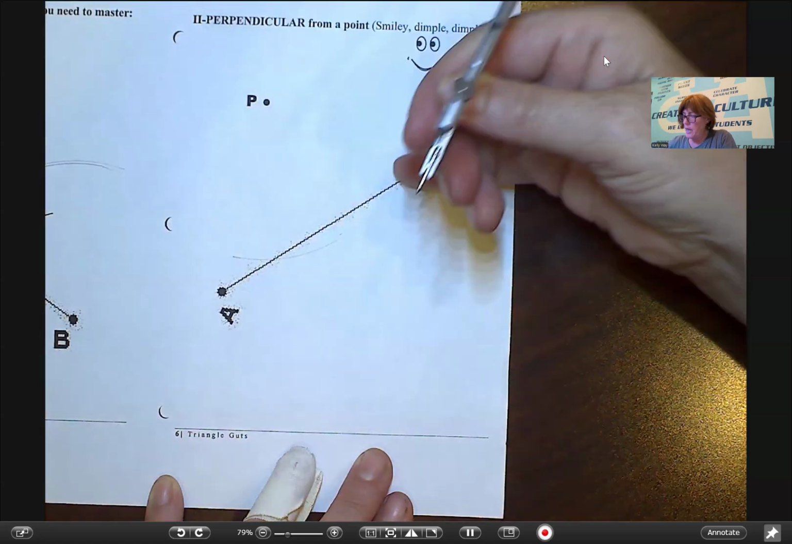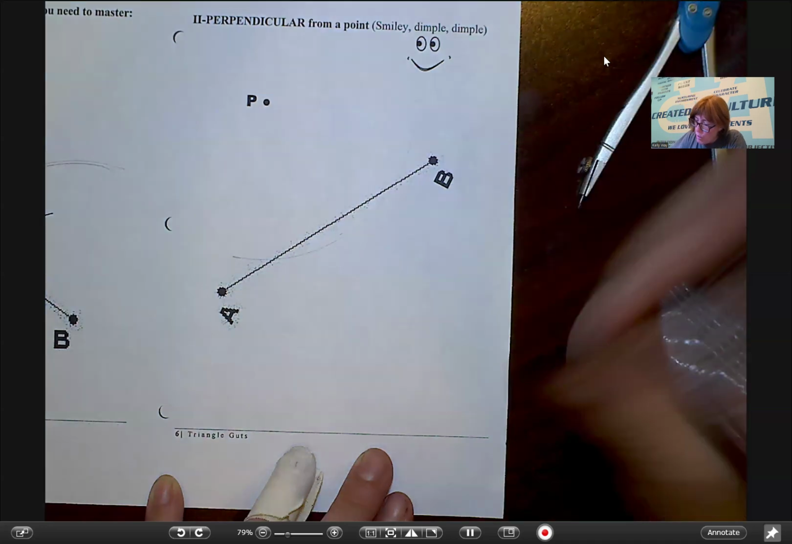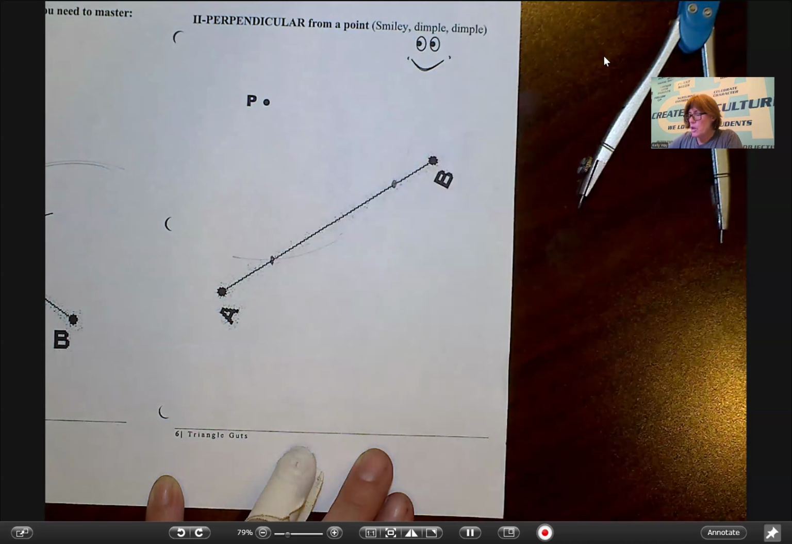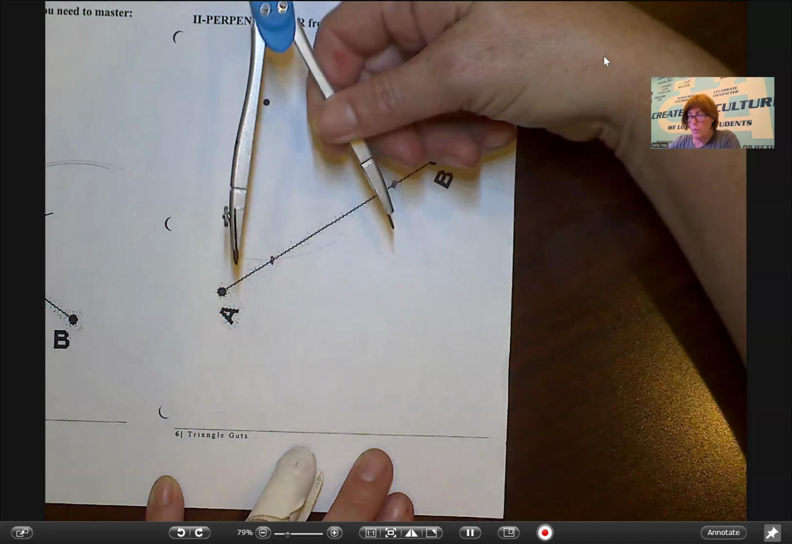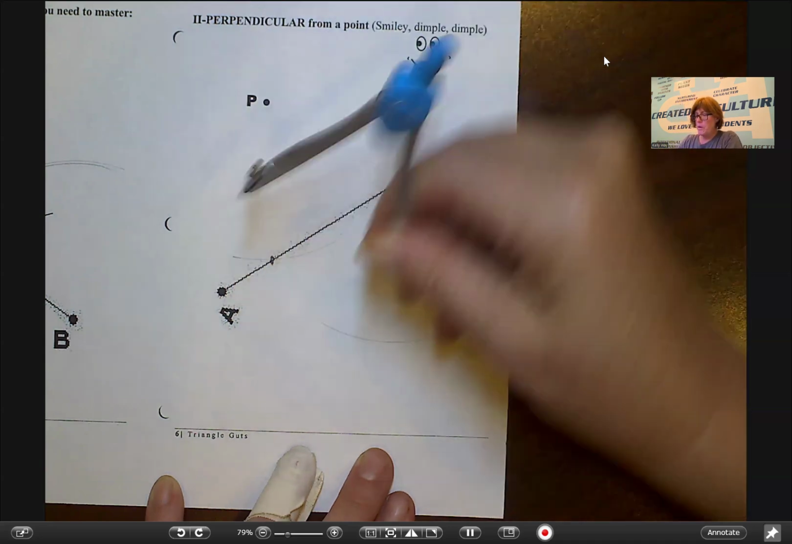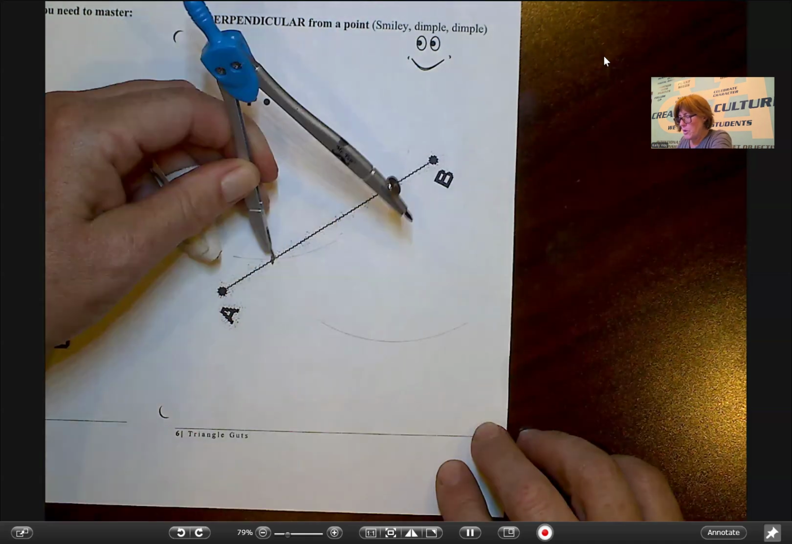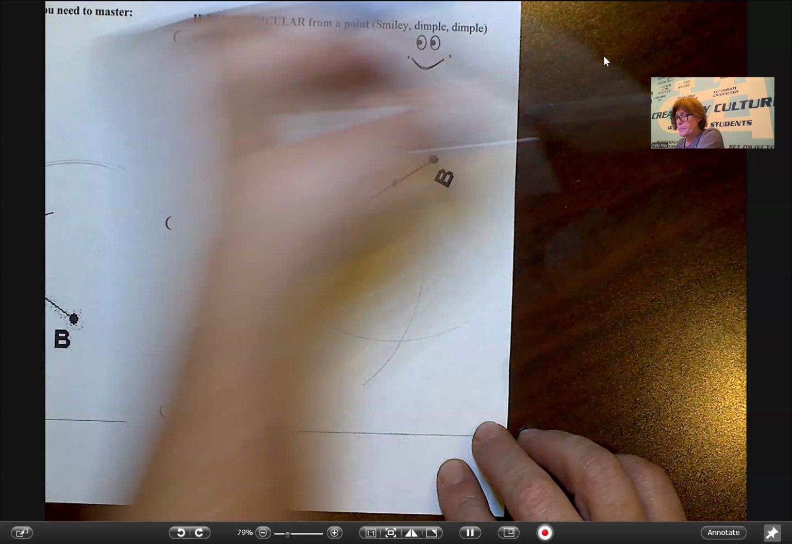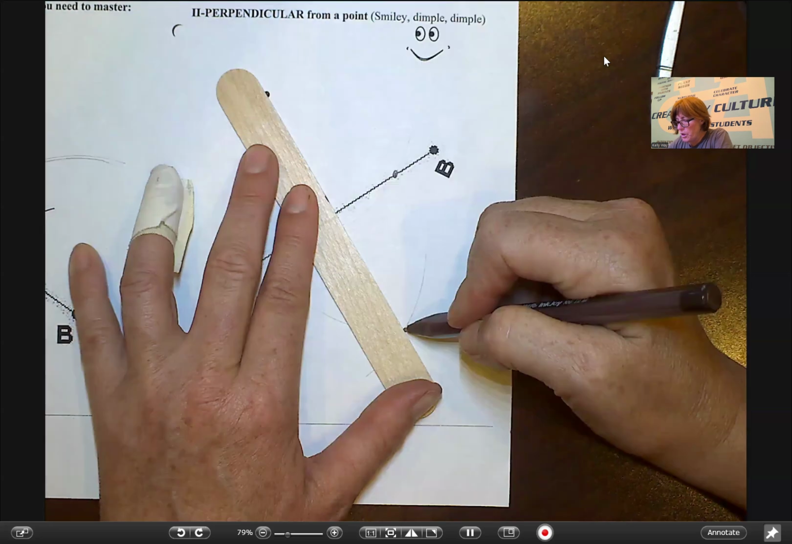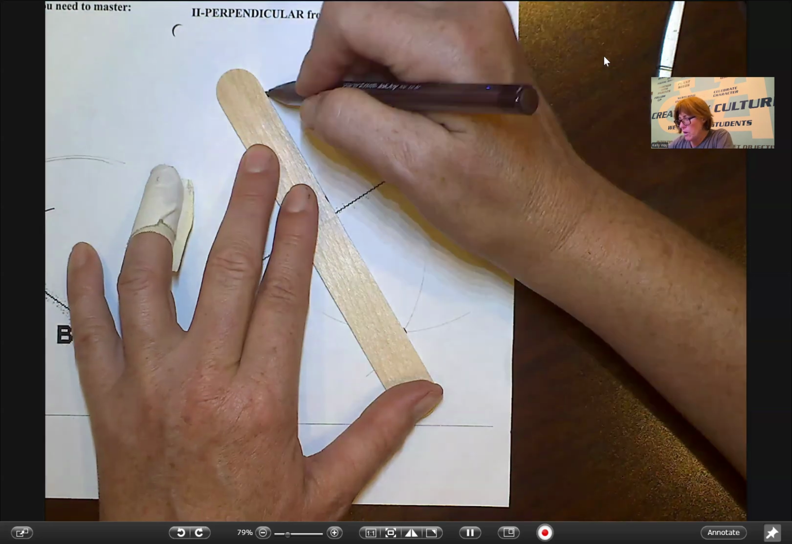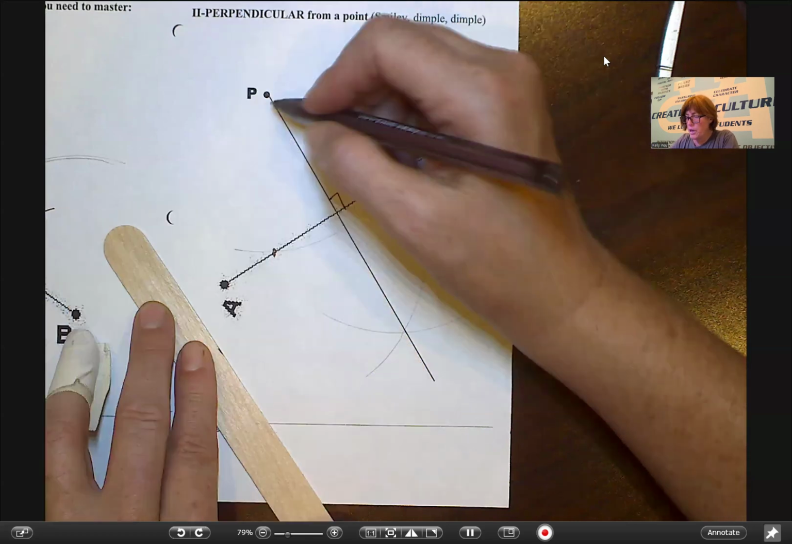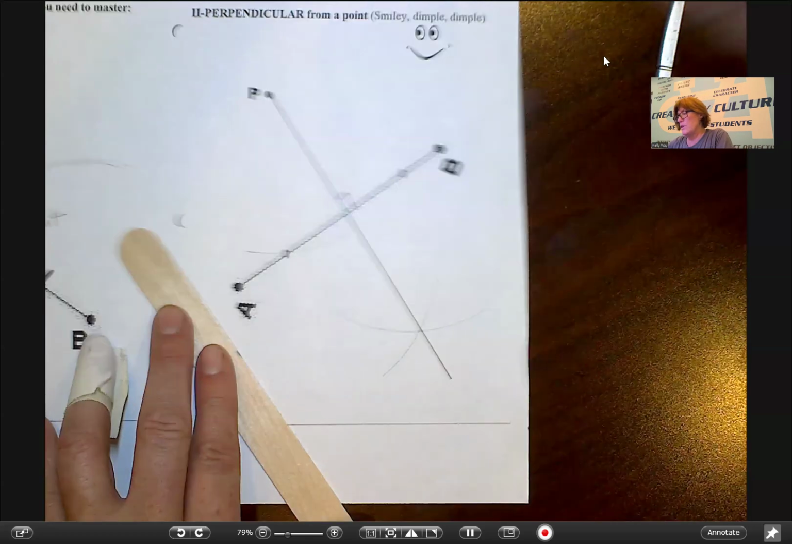Smiley. And what I call dimples are these 2 points of intersection right here. See, kind of a smiley with a dimple. Do not change your compass setting between the dimples. You plant it on one dimple, sweep, plant it on the other dimple, sweep. You're going to line up that point with this exterior point of intersection way out here. And you now have a perfect right angle, a perpendicular line coming from a particular point.